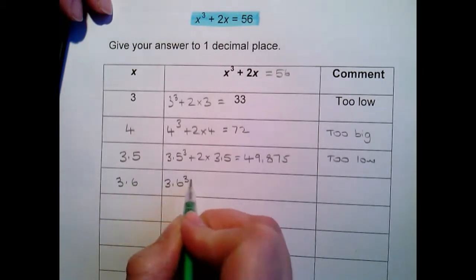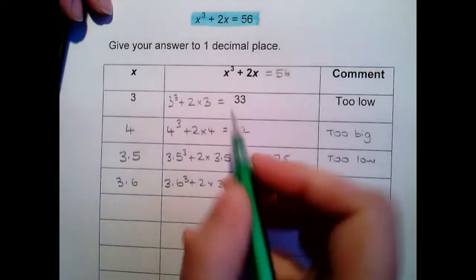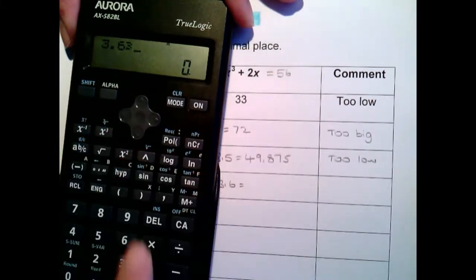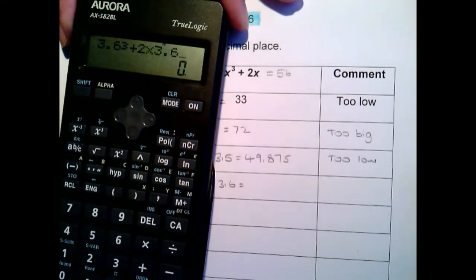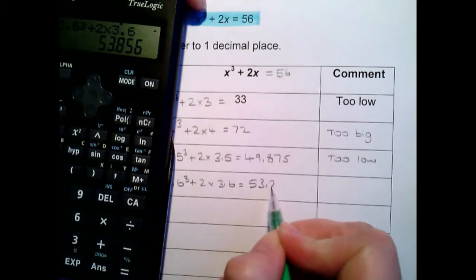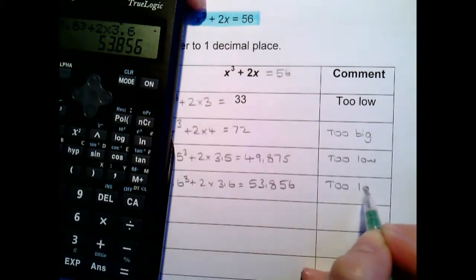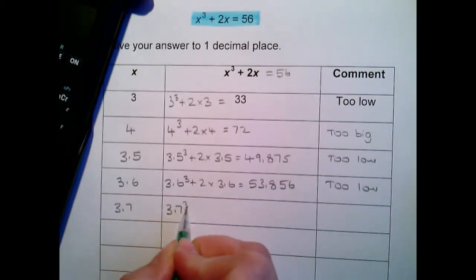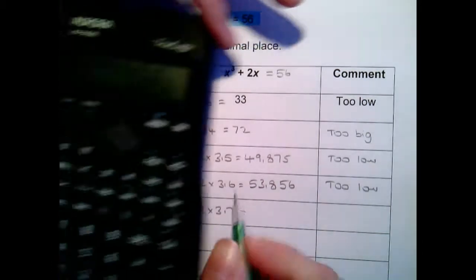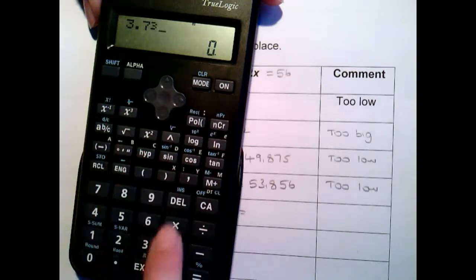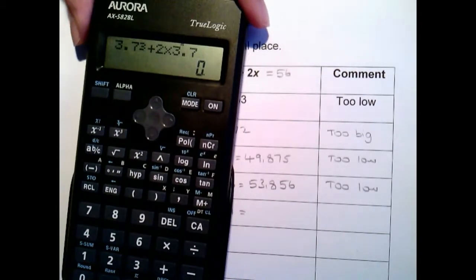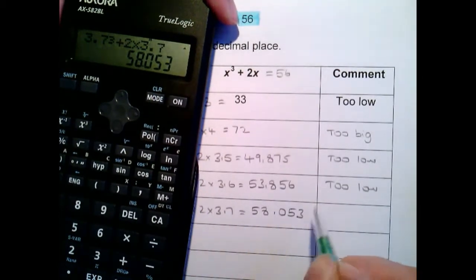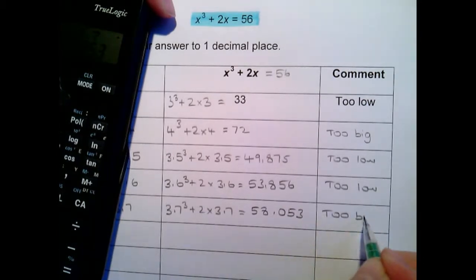So do 3.6 cubed plus 2 times 3.6. So go along and replace x with 3.6 everywhere. So 3.6 cubed plus 2 times 3.6. This time that gets me 53.856. That is still slightly too low, so I need to go up again. So try 3.7. So 3.7 cubed plus 2 times 3.7 gets me 58.053, and I'm looking for 56, so that one is slightly too big.